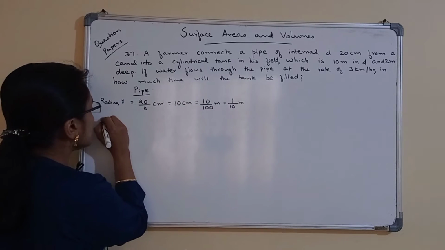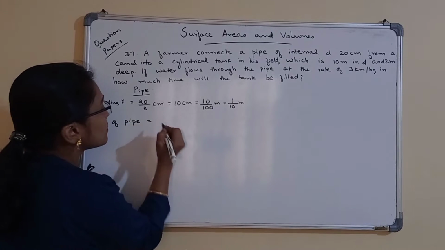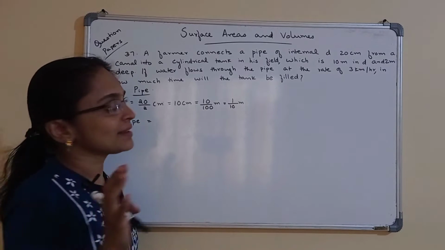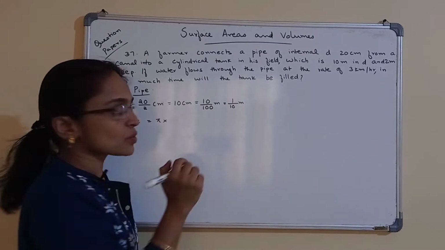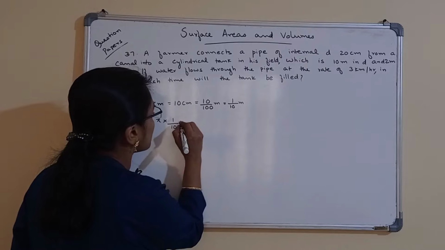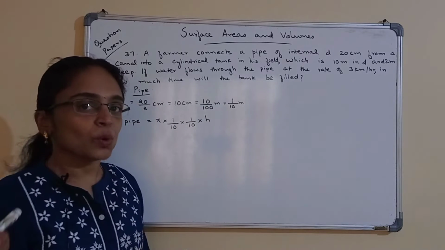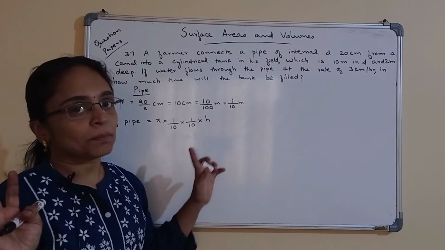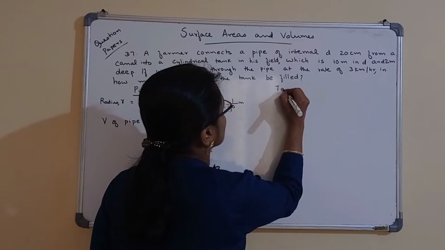And volume of pipe. What is the volume of pipe? Volume of pipe, it is a cylinder, right? So, it is equal to pi into r square, that is 1 by 10 into 1 by 10 into h. We don't know what is the height of this pipe. Okay, now tank, cylindrical tank.